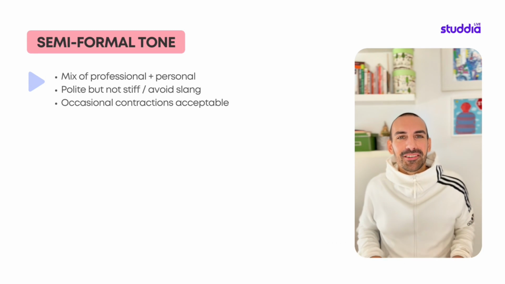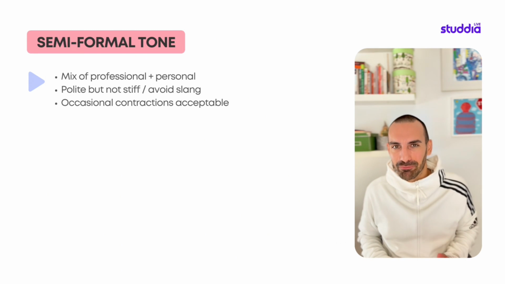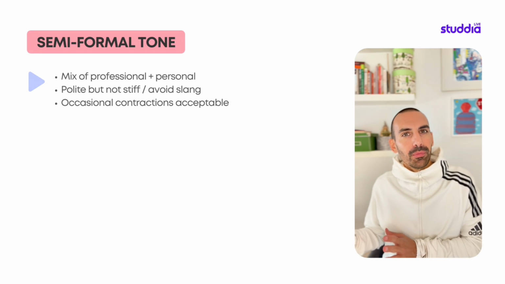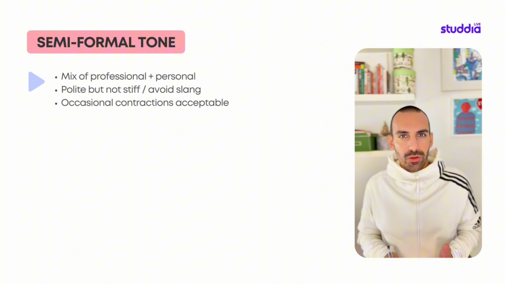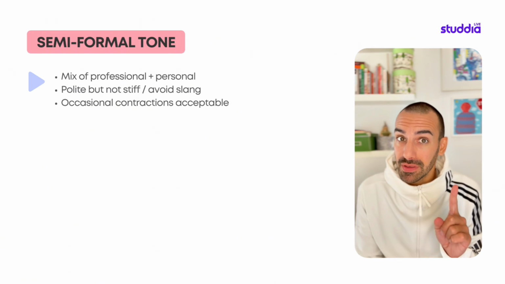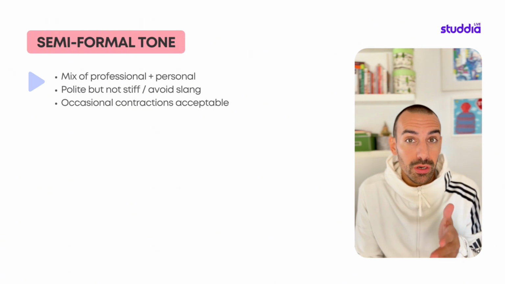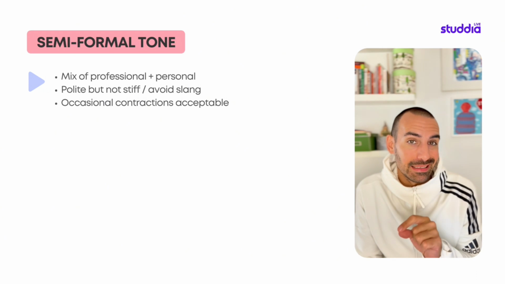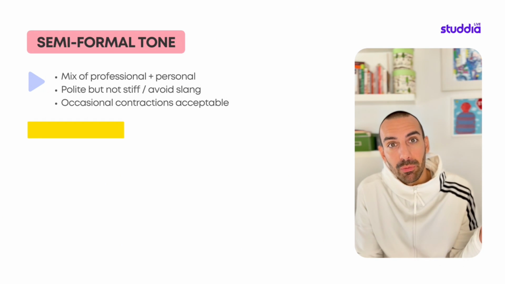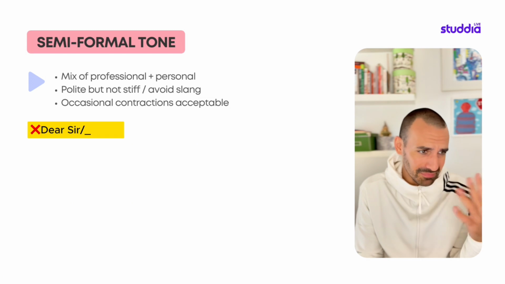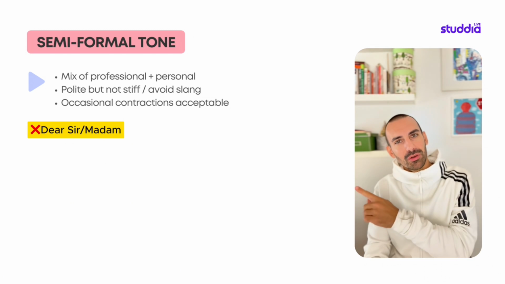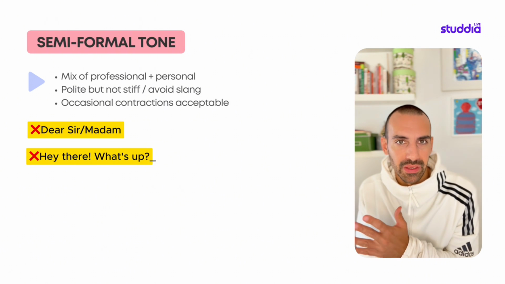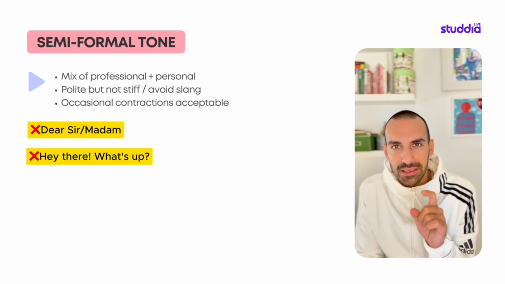In semi-formal letters, you want to avoid slang or overly casual language, but you still want to sound natural. You can use contractions sometimes, things like I'm, you're, as long as you keep the tone polite and consistent. You're not going to start your email with dear sir or madam. That would be too formal. But you're also not going to start it with hey there or what's up either. Let's look at an example.